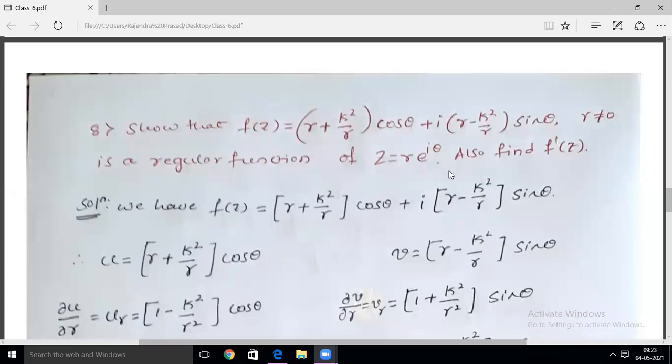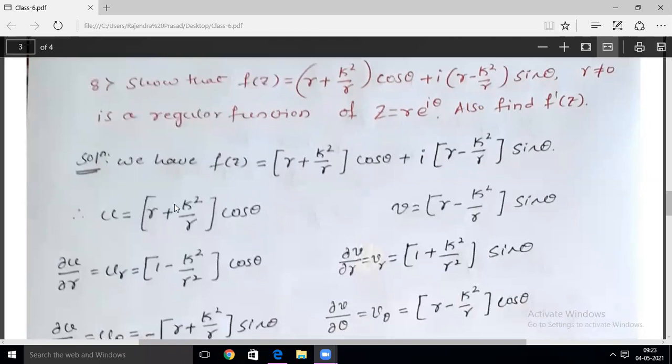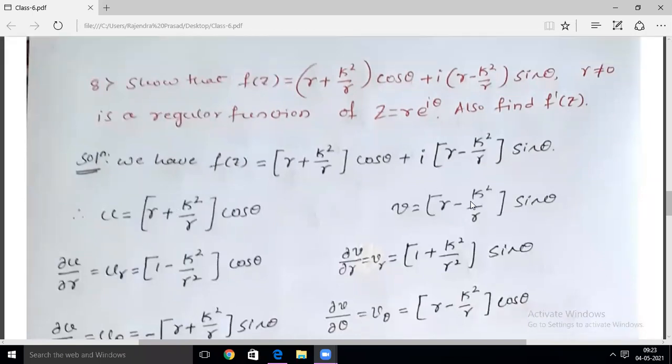So z is equal to r into e power i theta. Also find its derivative, right? See here, the given function is f of z is equal to r plus k square by r into cos theta plus i into r minus k square by r into sin theta. It's very clear already that it is of the form u plus i into v. Directly we shall take u as the real part and v as the imaginary part, right?